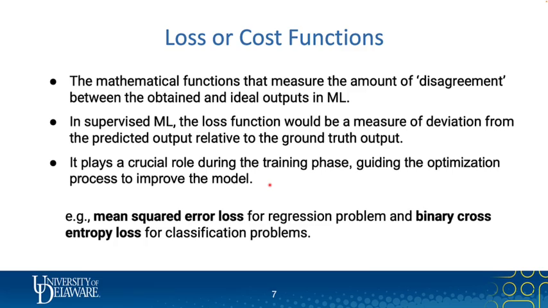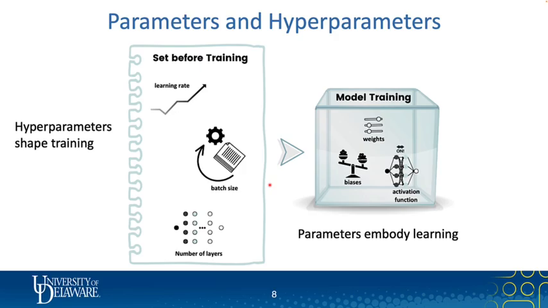These functions are fundamental to supervised learning algorithms that rely on optimization techniques. We have here an example of mean square error loss for regression problems and binary cross entropy loss for classification problems. Another concept that I want to introduce has to do with parameters and hyperparameters, and I kind of mentioned this a couple of slides before while talking about cross-validation.